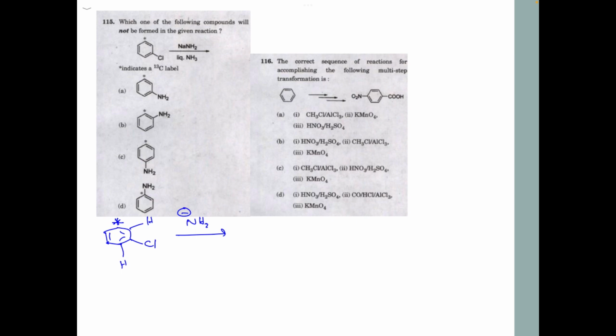So first, elimination of chlorine will take place, and we will have the corresponding benzyne. If the base removes the proton from here, we will have another benzyne. The labeled carbon is here.